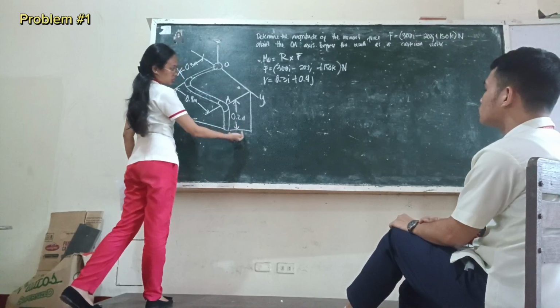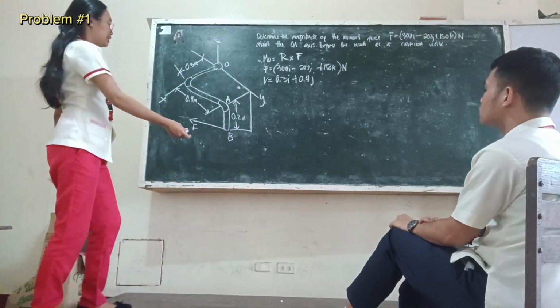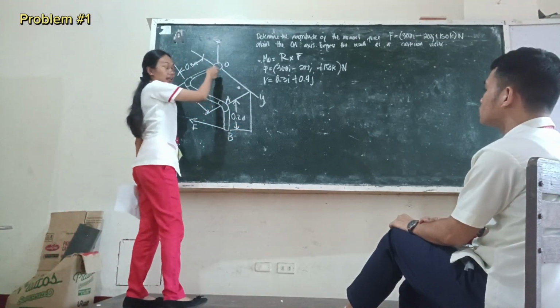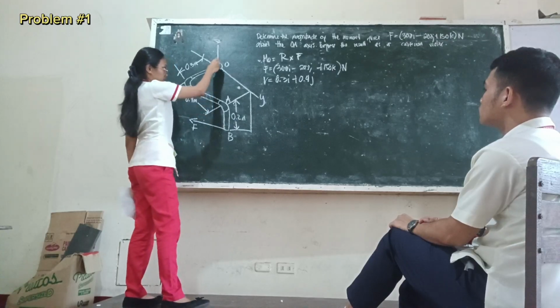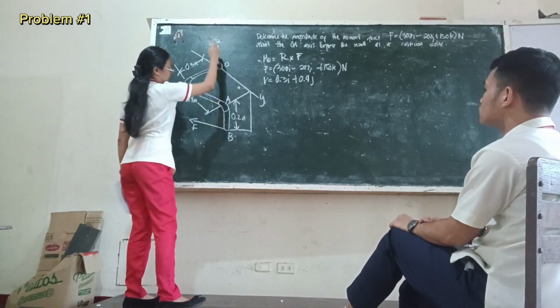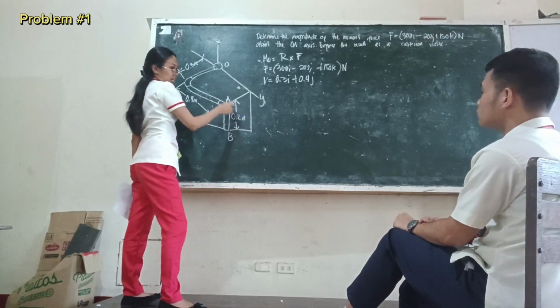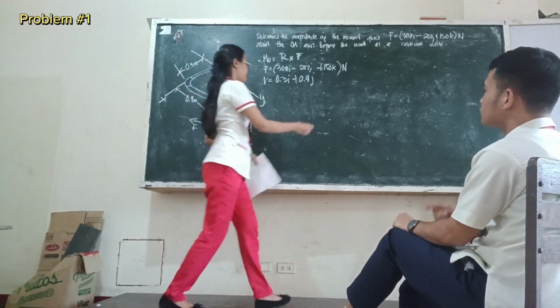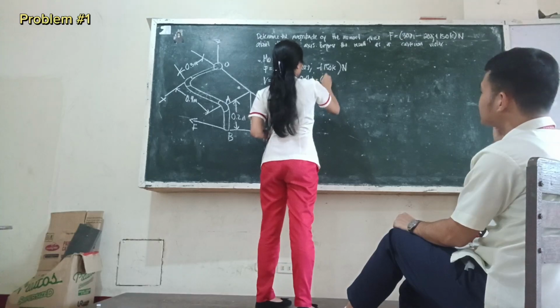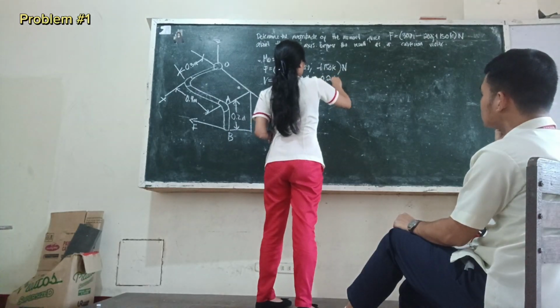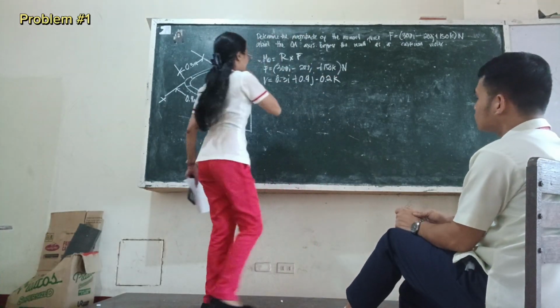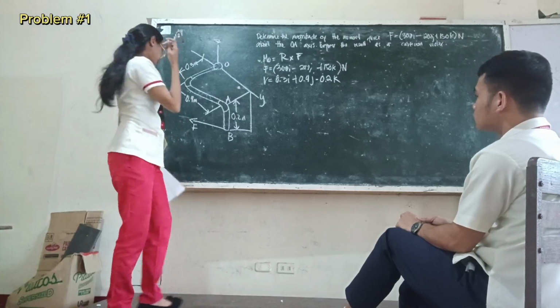So for the z-axis, we have 0.2. So it is located at the negative quadrant here. There is a positive and this is a negative. So minus 0.2k. So now we have to find the unit vector.